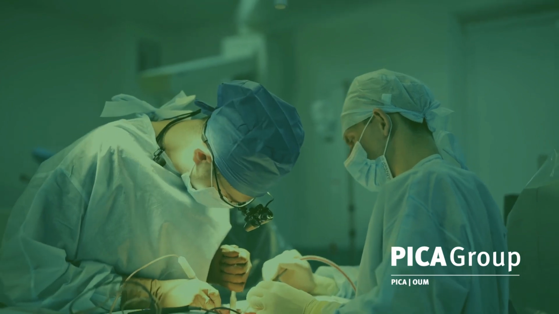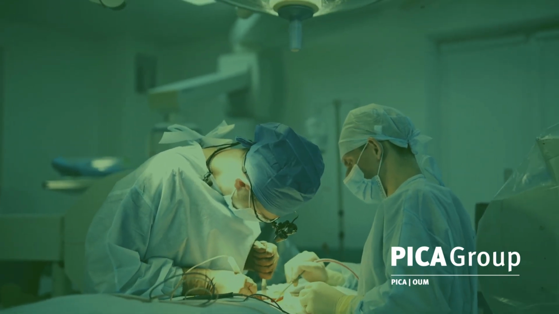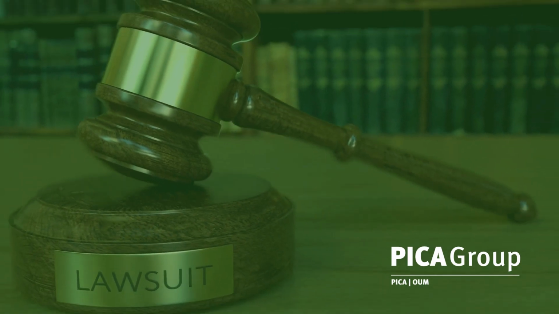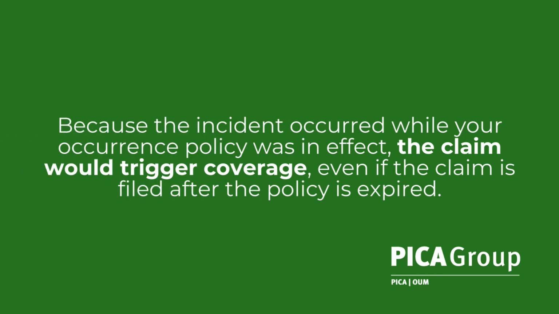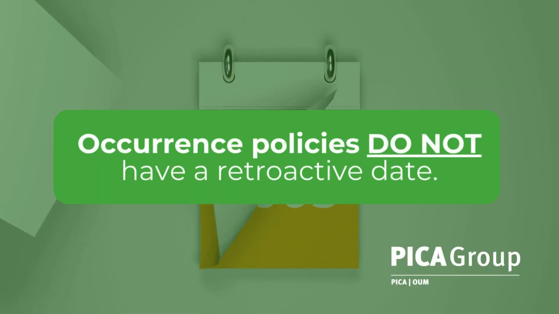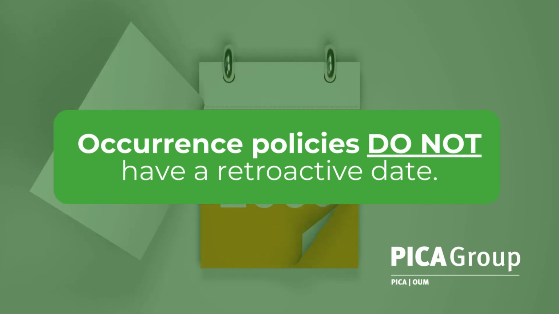For example, during your policy period, your patient has a procedure that results in complications. However, they don't file suit against you for damages until a year after your policy expired. Because the incident occurred while your occurrence policy was in effect, the claim would trigger coverage even if the claim is filed after the policy is expired. Occurrence policies do not have a retroactive date.